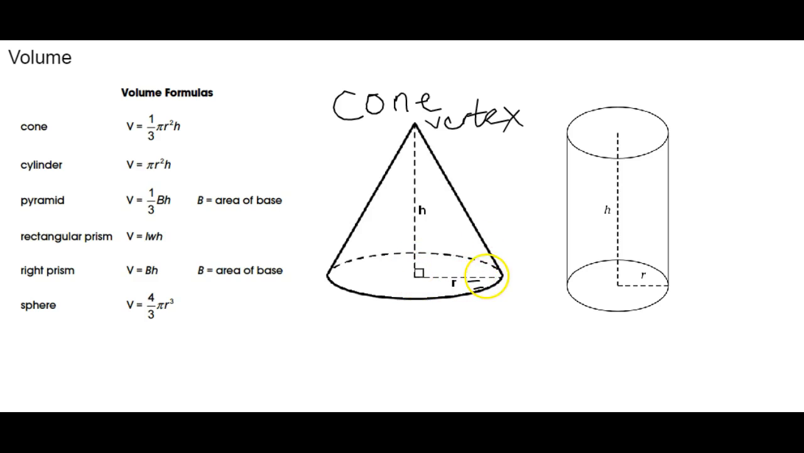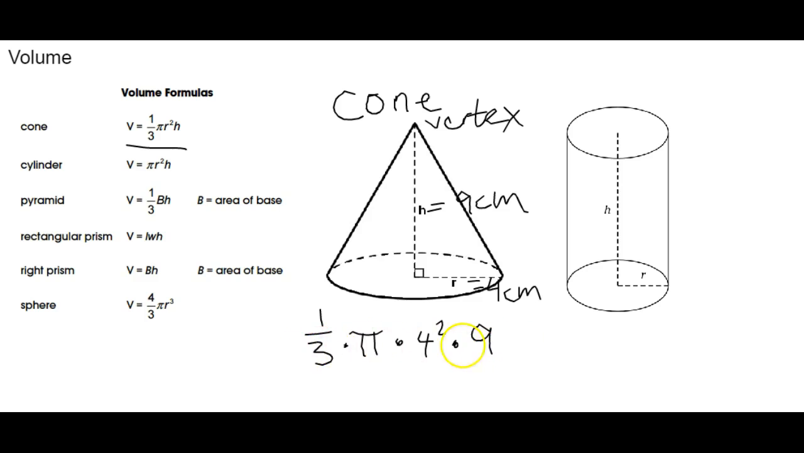So if our radius is 4 centimeters and our height is 9 centimeters, we would plug it into the formula 1/3 times pi times radius squared times height. Radius is 4, so 4 squared. Height is 9, so times 9.